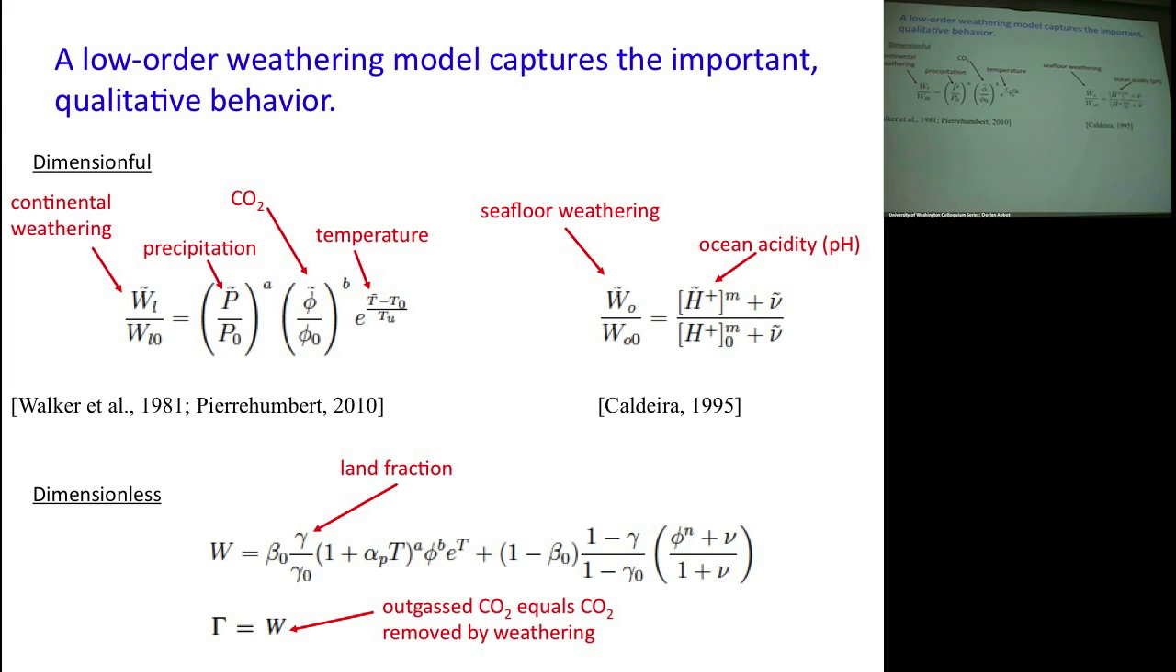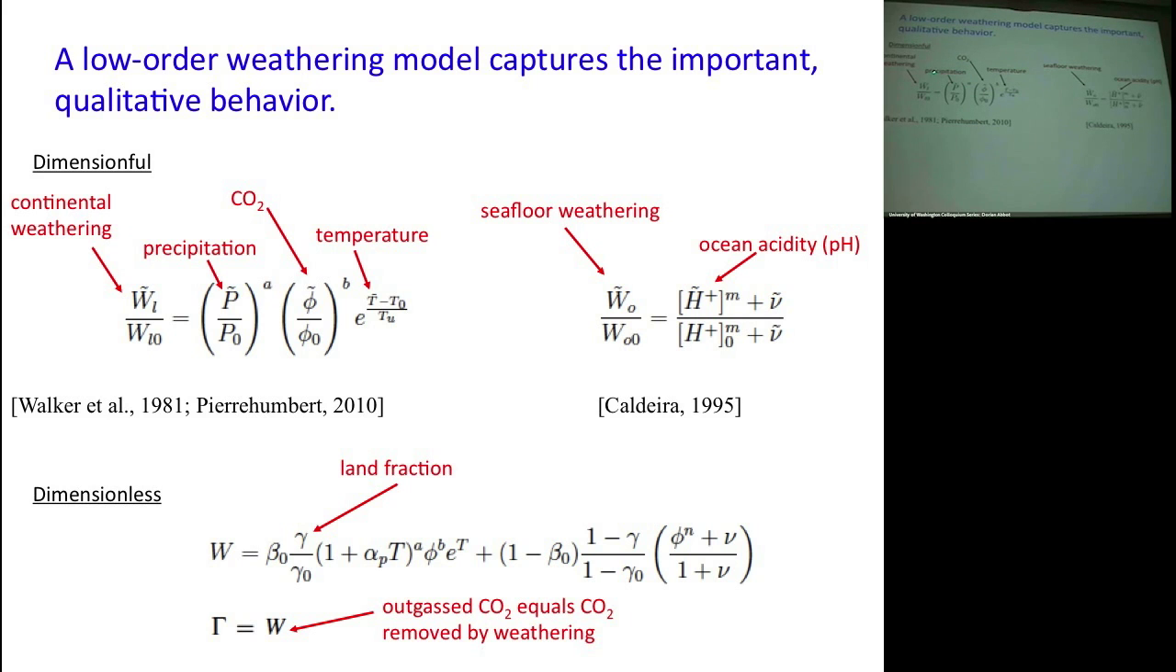Okay, so now I'm going to tell you about the actual model that I'm using. How am I calculating weathering rates? So I'm basing it on this WAC paper from 1981, the continental weathering. So WL, that's weathering on land. And this is all the dimensionful stuff.